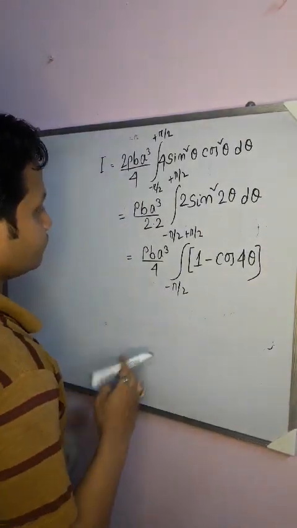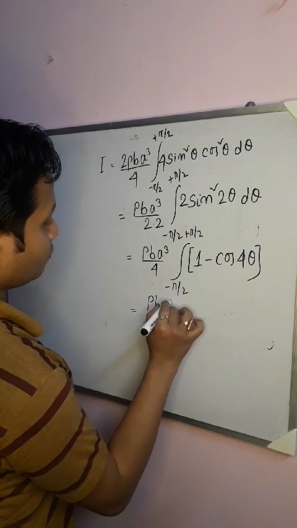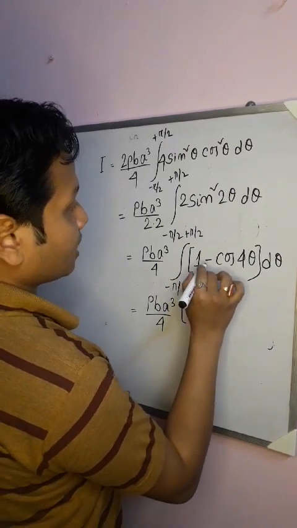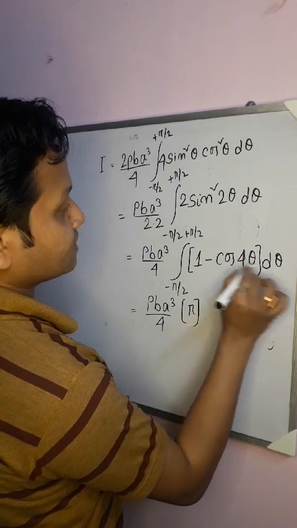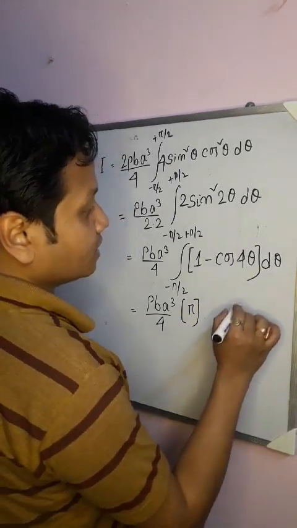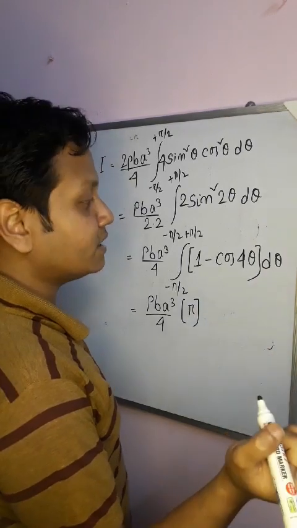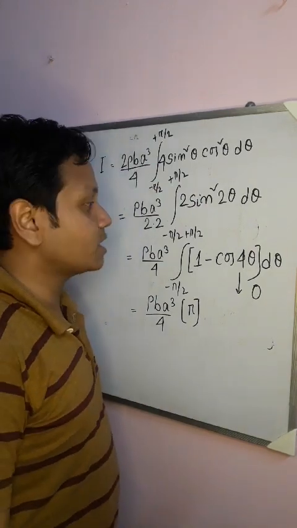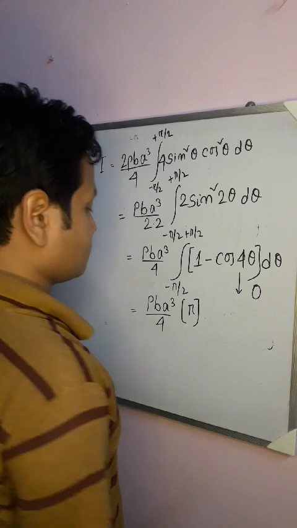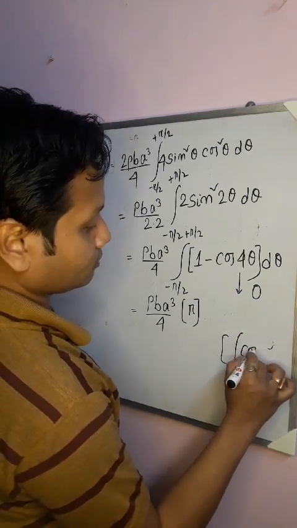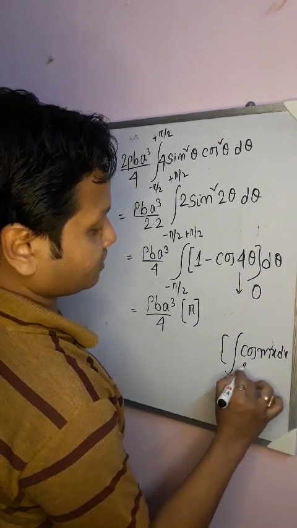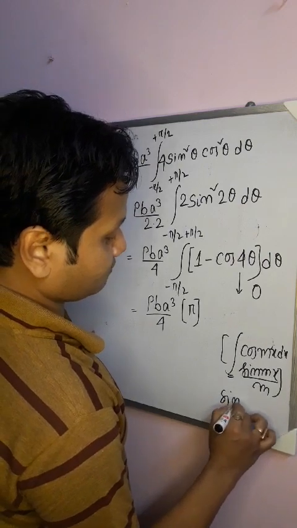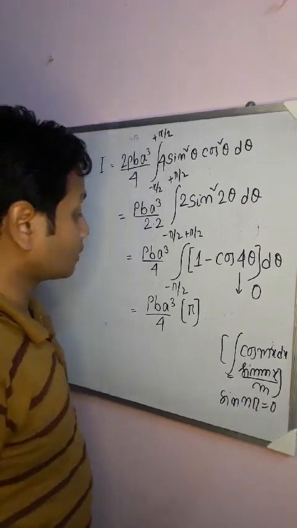Now what will be the result? rho b a cube by 4. This is d theta, that is theta from minus pi by 2 to pi by 2, that is pi, and this is 0, because integration of cos 4 theta d theta means sin 4 theta by 4, and sin n pi is 0, that means this term vanishes. Integration of cos mx dx means sin mx by m, and sin n pi is always 0, that we all know. So this is the result.